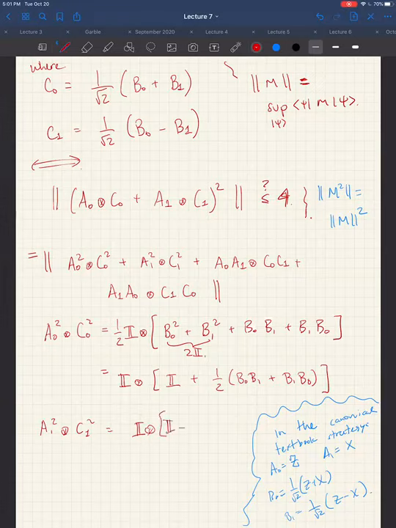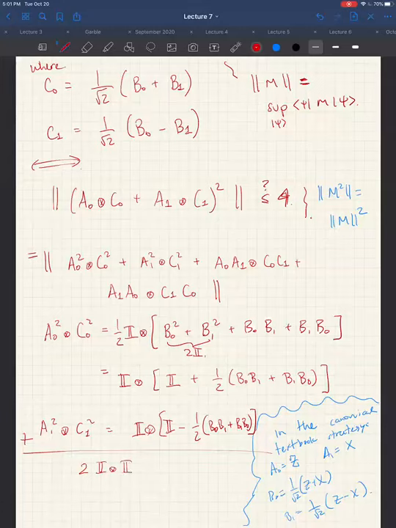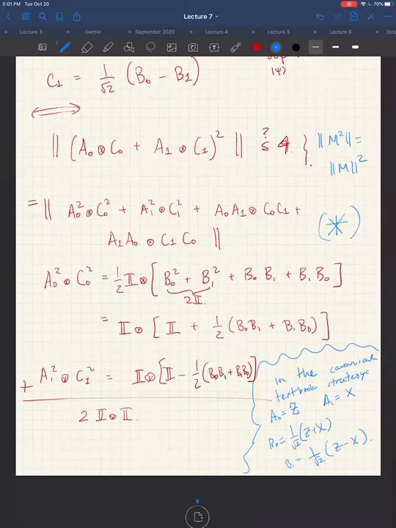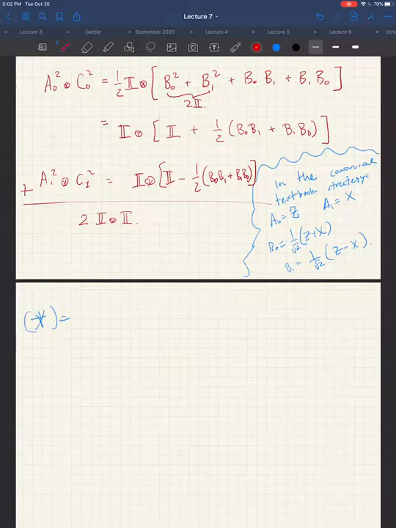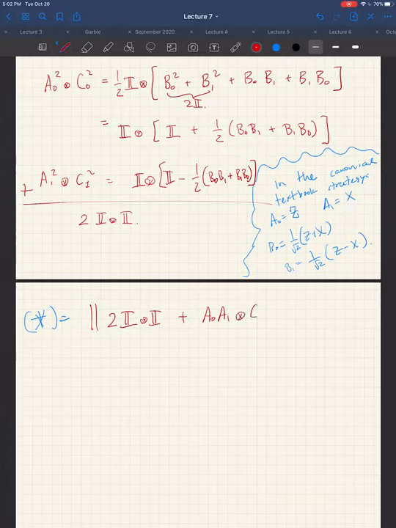Okay, so just working out the algebra, you get nearly the same thing, except you pick up a minus sign, right? So if you sum these up, you get 2 times the identity, I believe. Okay, I'm going to call this equation star, so I'll refer to it. So star is now equal to 2 times the identity tensor identity, plus, we still have these cross terms.